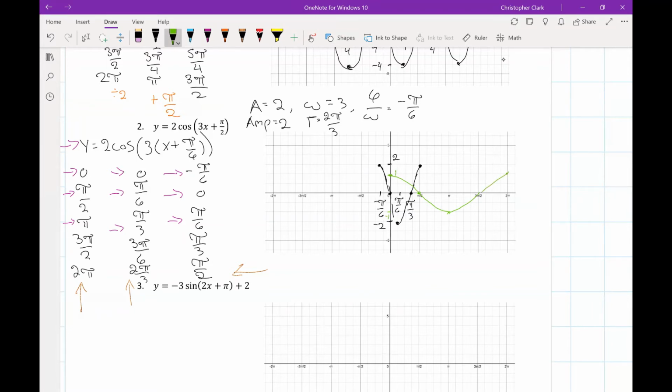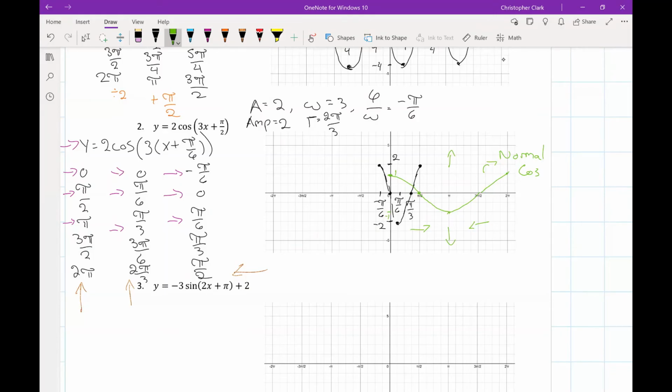I'll put this as normal cosine. So you should notice two things. The amplitude has stretched it vertically. It's taller and deeper than the original. But similarly, it has compressed it. It is way smaller, way shorter on the horizontal axis than the original.